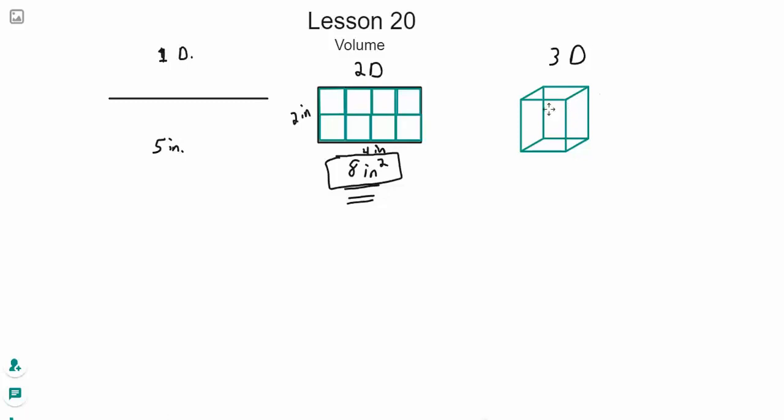So you can see that we're going in 3 different directions here: across, up and down, and in, deep into the page. So how would we measure something like this?